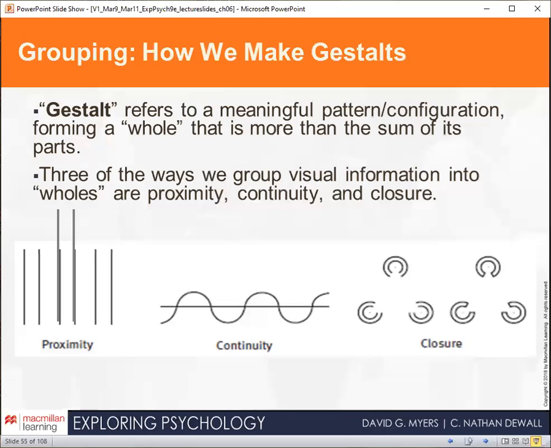And then we have continuity. We want to see things as smooth line continuation. That's the way we're designed. We don't want to see things as half a line, then a straight line, and then a hump. No, we want to see them as a continuation.